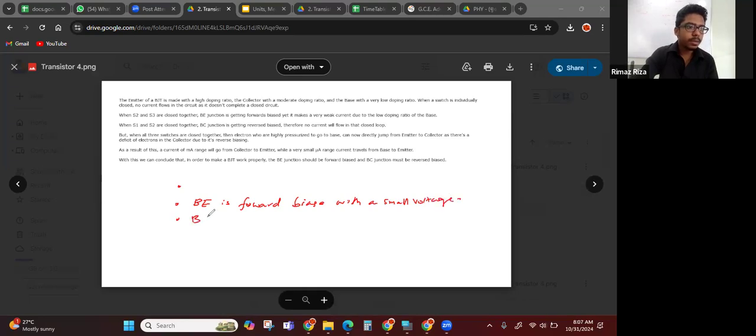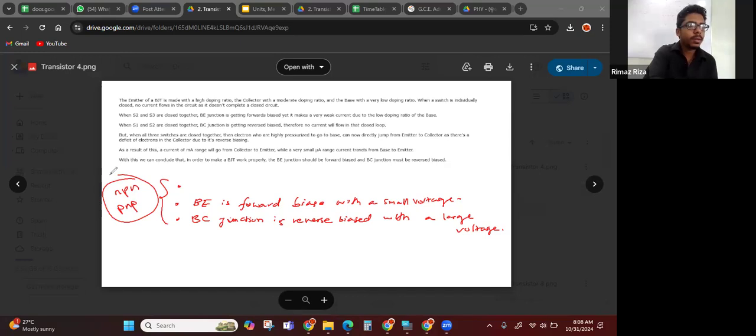And the BC junction is reverse biased with a large voltage. These 3 points are the same for both NPN and PNP. For both NPN and PNP, this has to be correct.